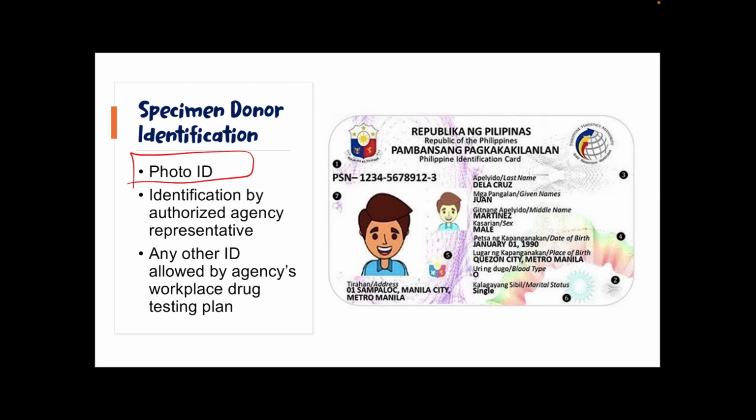So if it contains no picture, like credit cards or gift cards, then it is not valid to be used for drug testing. And other laboratories are not even accepting laminated IDs. So just to be sure, it's important to present a government-issued ID like a passport, driver's license, SSS, UMID ID, or computerized ID with complete data.